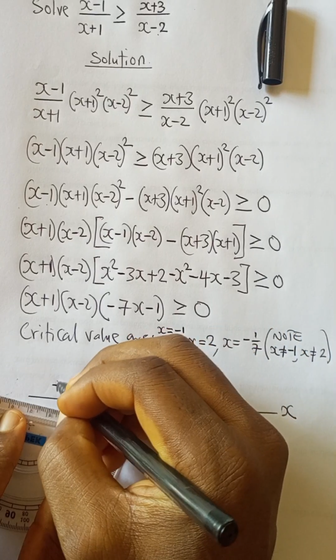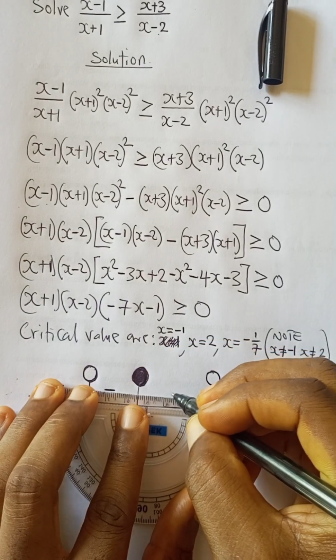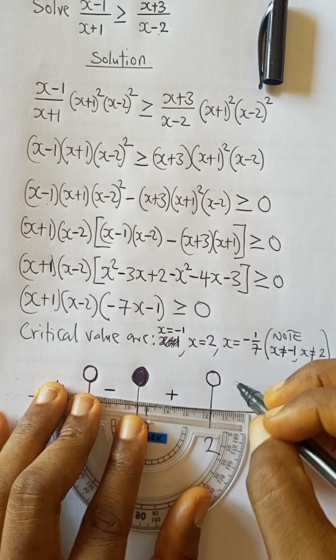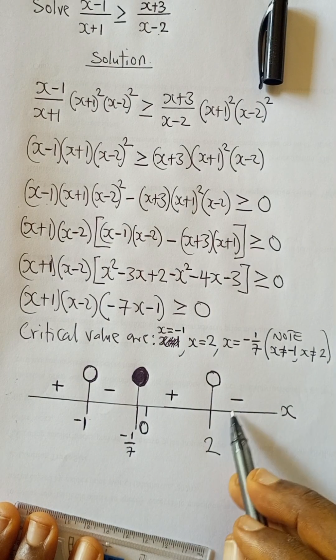This region is positive. And if that region is positive, this region will be negative. This region will be positive. And this region will be negative. I told you that it alternates. You can check this region now.